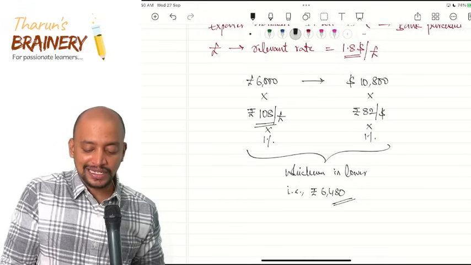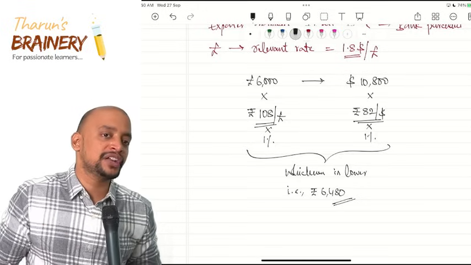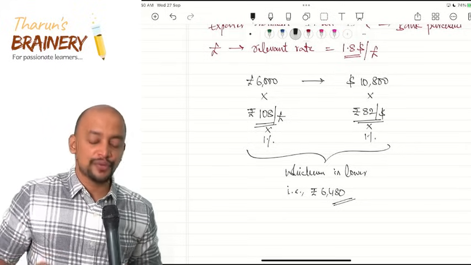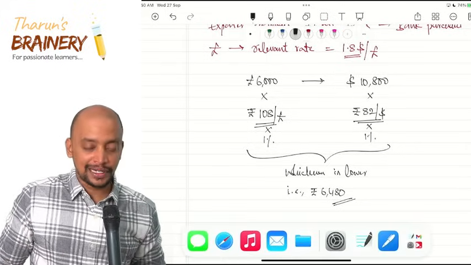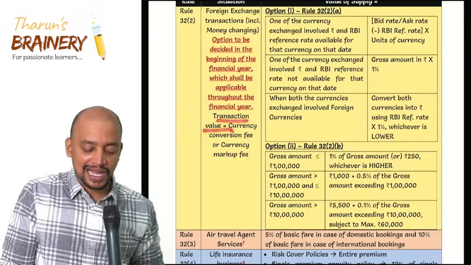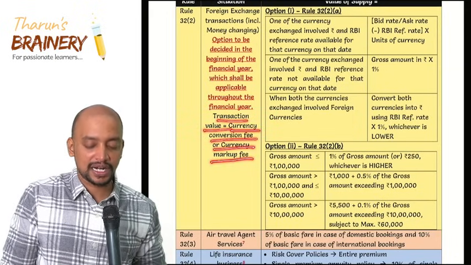But this is the catch here. What if the RBI reference rate is not available? Then can you do this calculation? No, you cannot do this calculation. Then what should you do? Then you need to go for the regular transaction value itself. So the transaction value will be taken as the currency conversion fee or the currency markup fee.